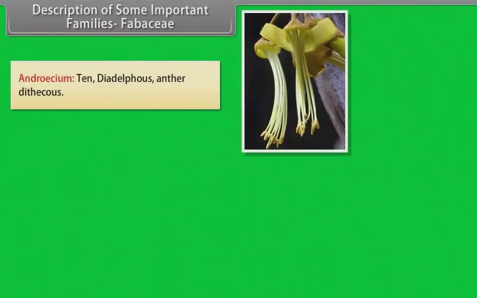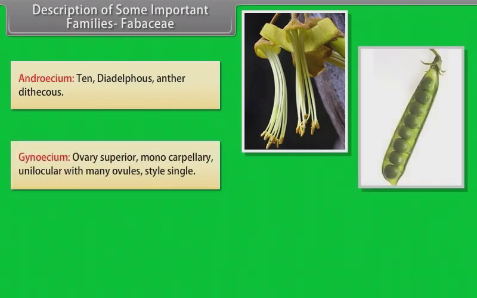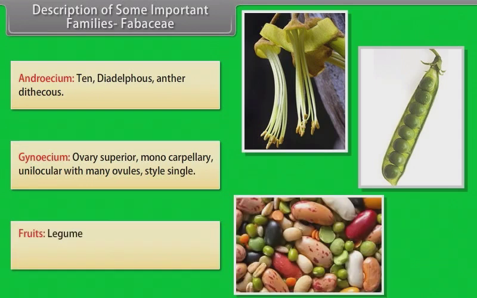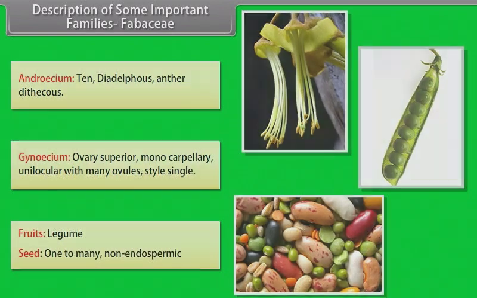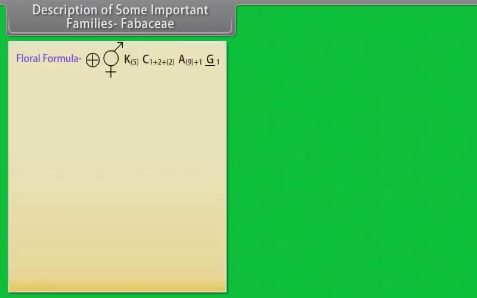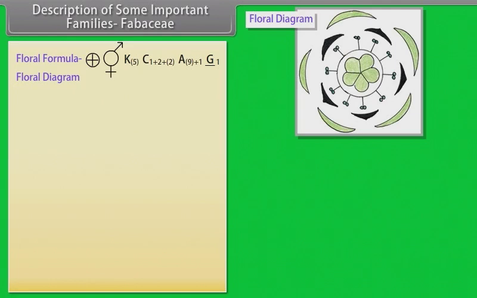Androecium, 10, diadelphous, anther dithecous. Gynoecium. Ovary superior, monocarpellary, unilocular with many ovules, style single. Fruit, legume. Seed, 1 to many, non-endospermic. Floral formula is, and this is the floral diagram.